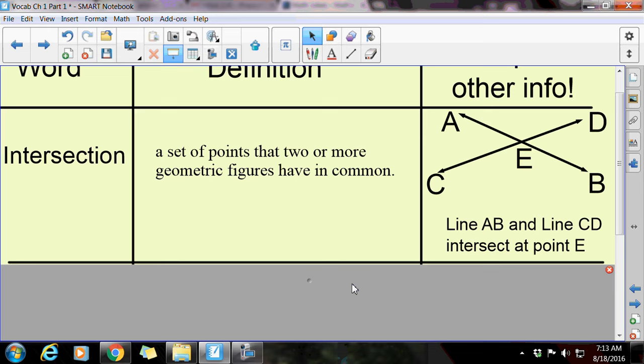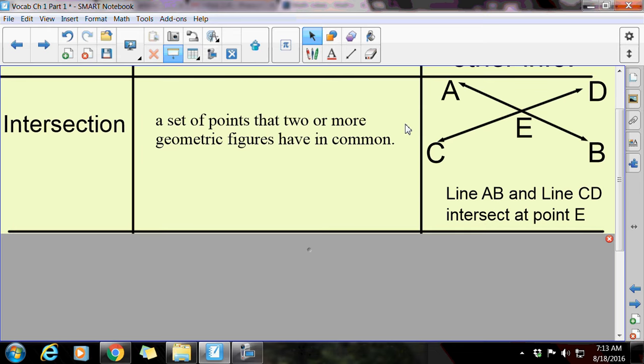Okay, intersection. A set of points that two or more geometric figures have in common. Usually we think of this with lines, but you can have planes that intersect. You can have a line and a plane that intersect. You could think of it like roads, right? If this is a road and this is a road, where do they intersect? It's the same word. We would say here that line AB and line CD intersect at point E. If they intersect, there's always a point where they're going to intersect. Point of intersection, and we'll usually give that point a name too, like letter E. Okay.